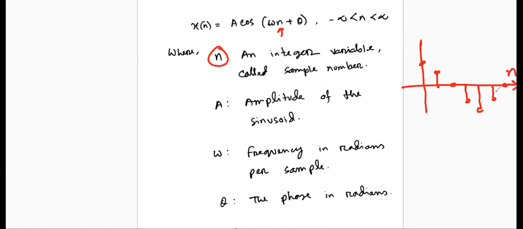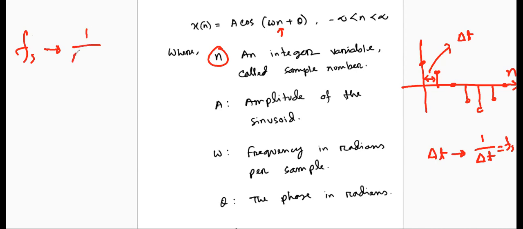After how many seconds are we making the sample? Let's say after del t, not at, this is del t. After del t time, we are making the sample. So if we make it 1 over del t, this is our sampling frequency, fs. So fs is the sampling frequency. Fs is the inverse of the time between two consecutive sample points.